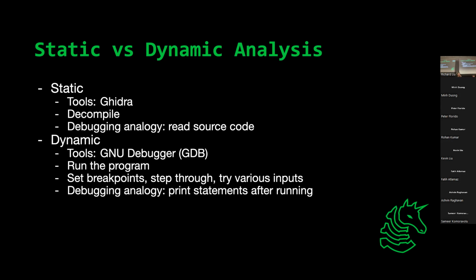In terms of a debugging analogy, static analysis is sort of like reading your source code, and dynamic analysis is like adding print statements. With static analysis, you're just looking at the binary in various different ways. But with dynamic analysis, you're actually running it and seeing how it behaves under different inputs. We do dynamic analysis through GDB: run the program, set breakpoints. Again, I'll demo a lot of this later on.